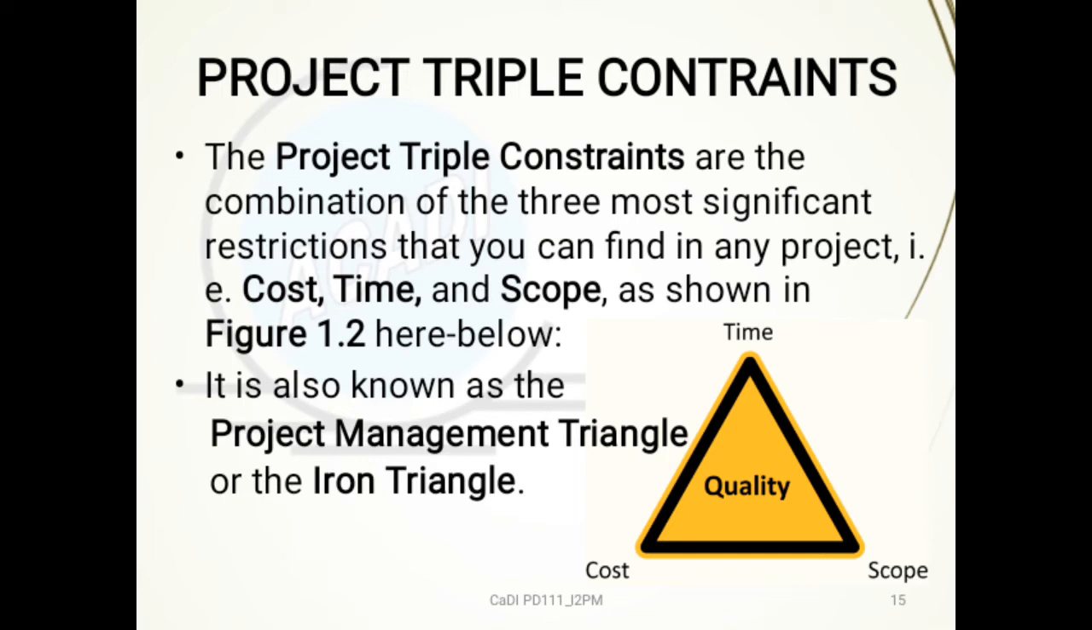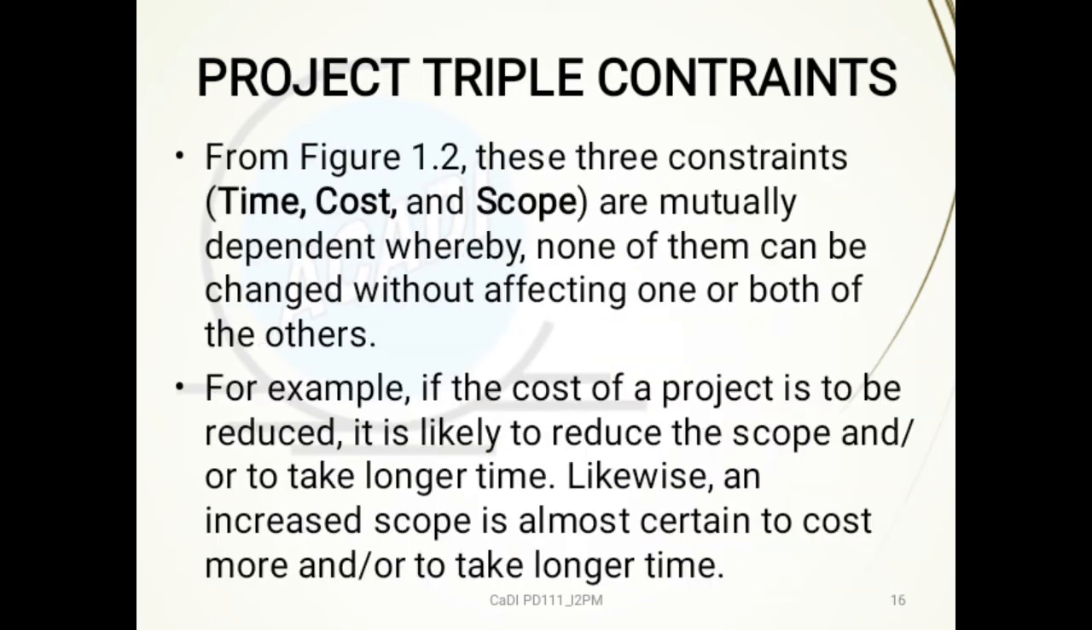Project triple constraint. The project triple constraints are the combination of the 3 most significant restrictions that you can find in many projects, that is, cost, time, and scope, as shown in Figure 1.2 below. It is also known as the project management triangle or the iron triangle. We have time, cost, and scope on the triangular diagram.